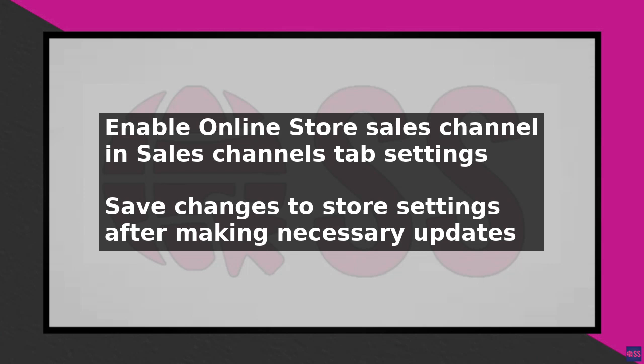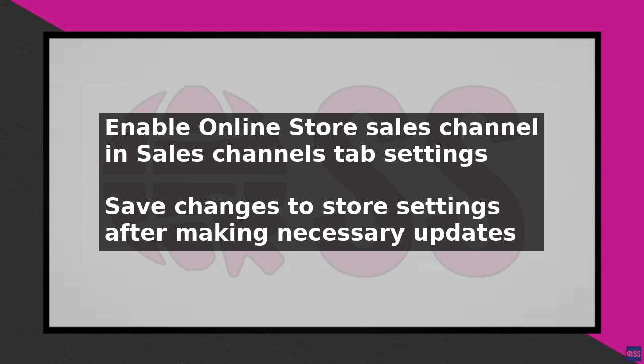Then click on the Sales Channels tab and make sure that the online store sales channel is enabled. If it is not enabled, click the Enable button to enable it. After making these changes, go back to the Shopify App Store and try installing the Pinterest app again.